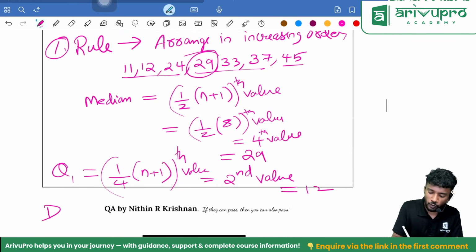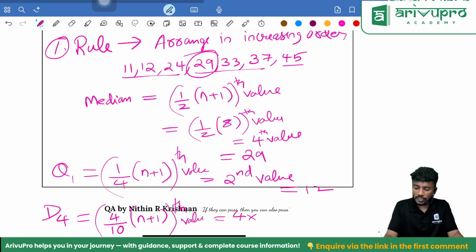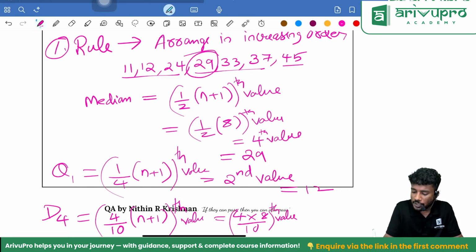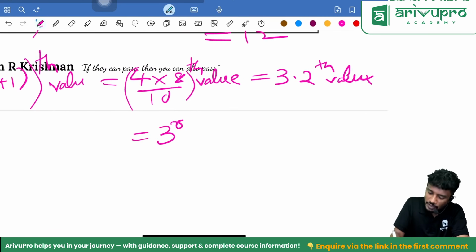Then what is the next question? D4. What is the formula for D4? 4 by 10 into n plus 1th value. Here it will be how much? 4 into n plus 1 is how much? 8 divided by 10th value. That is nothing but 3.2th value. How will you write 3.2th value? So you will write it as third value.